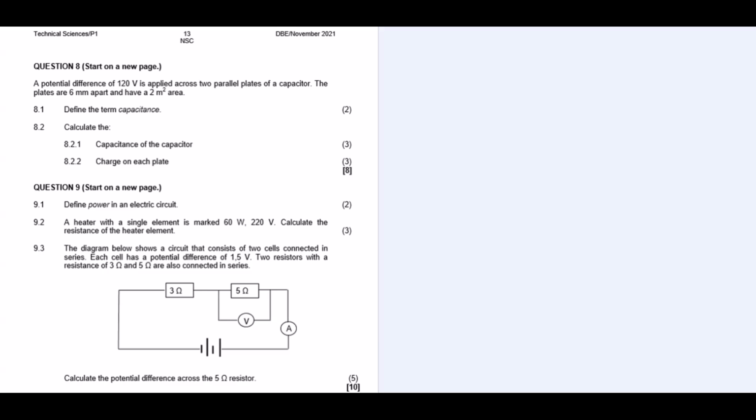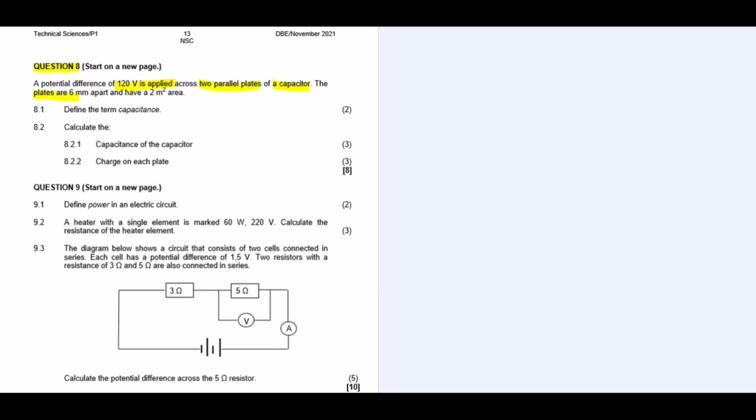On this one, we will be solving question 8. As you can see here, question 8 is technical sciences. We have that a potential difference of 120 volts is applied across two parallel plates of a capacitor, right?